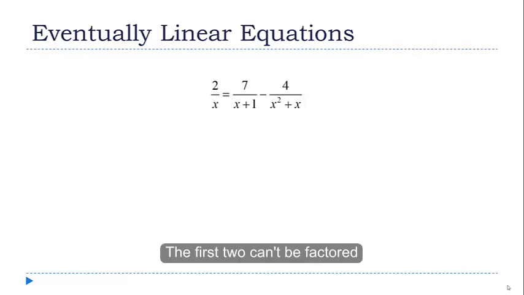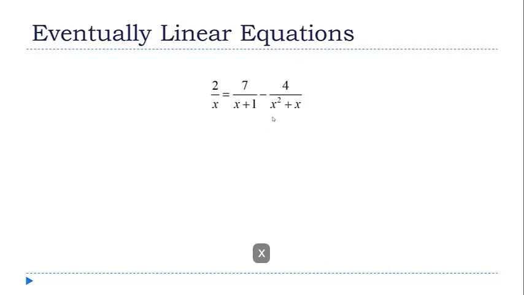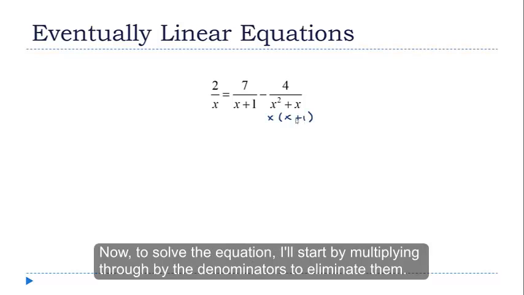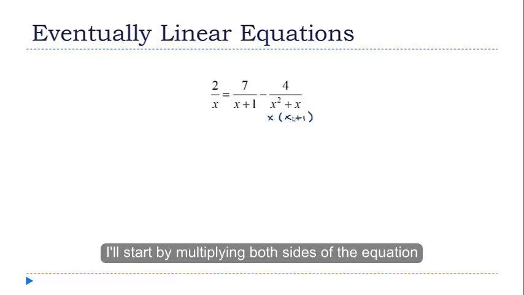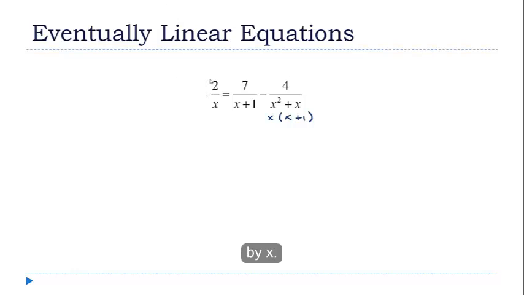Now, the first two can't be factored any further, but the last one factors to x times x plus 1. Now, to solve the equation, I'll start by multiplying through by the denominators to eliminate them. I'll start by multiplying both sides of the equation by x.